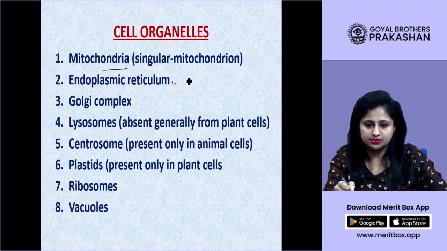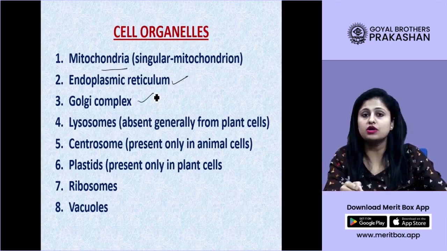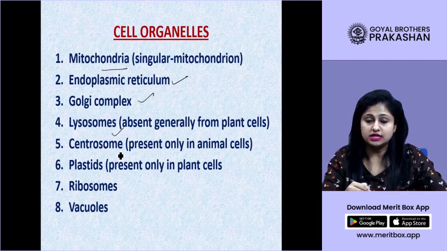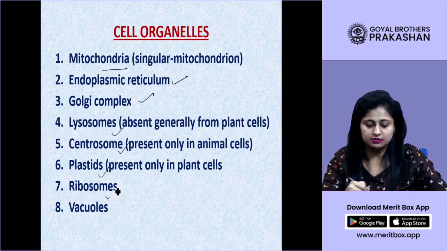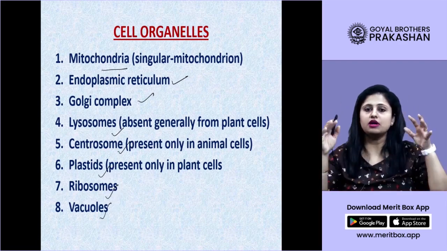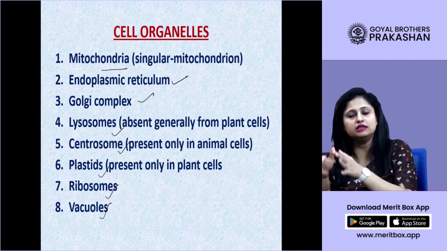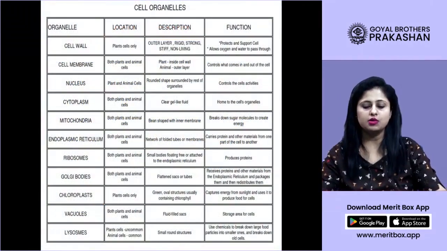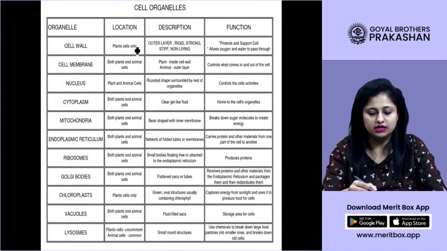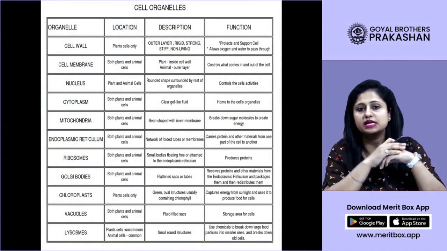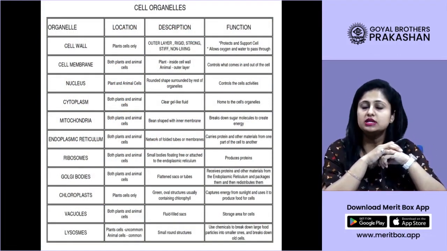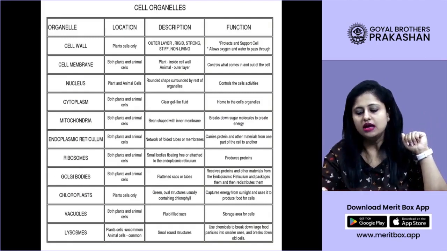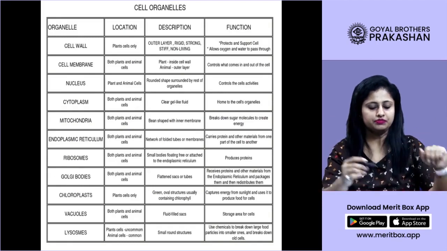Mitochondria, endoplasmic reticulum, Golgi apparatus or Golgi complex or Golgi bodies, lysosomes, centrosome, plastids, ribosomes, vacuoles. So these all are the cell organelles present in the space known as the cytoplasm. Now these are some of the cell organelles. Their location is written, whether they are present in the plant cell or animal cell or in both. This is the description of their structure and these are the functions.